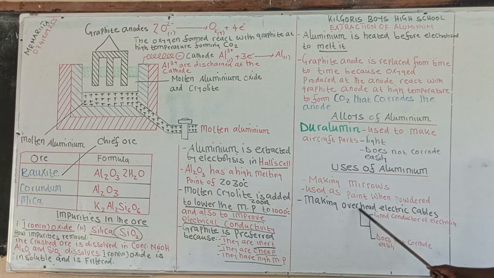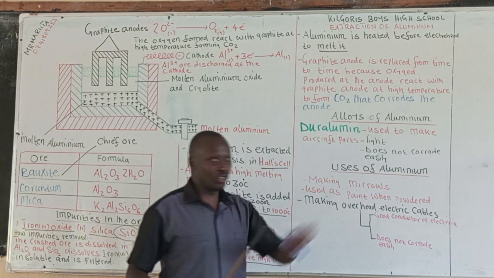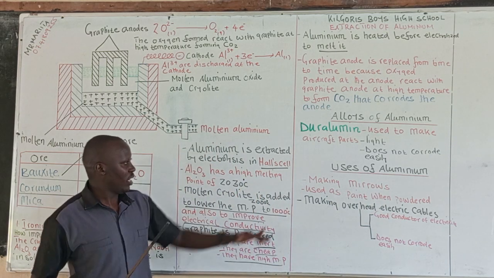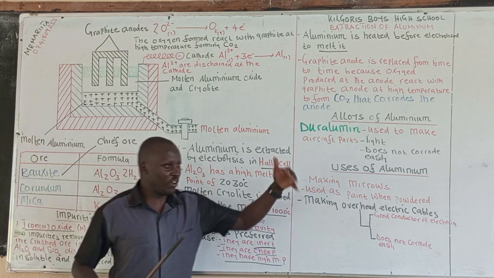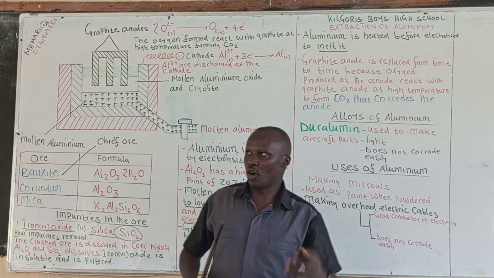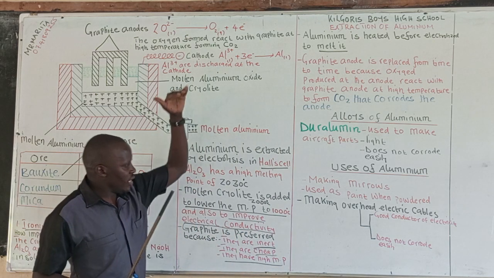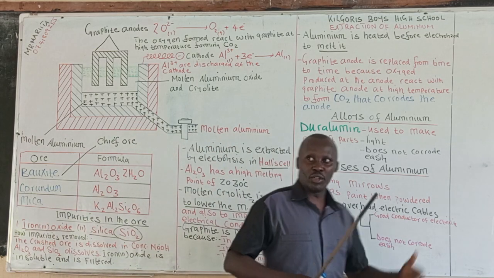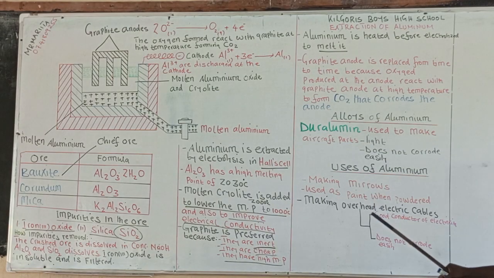Aluminium can also be used to make overhead electrical cables because it is a good conductor of electricity and therefore it does not corrode easily. Some students make a mistake when giving a reason why aluminium is used to make overhead cables. Some say it is a good conductor of heat and electricity. That one is wrong because you cannot introduce heat there. The reason why aluminium is used in making electrical cables is because it is a good conductor of electricity and it does not corrode easily.